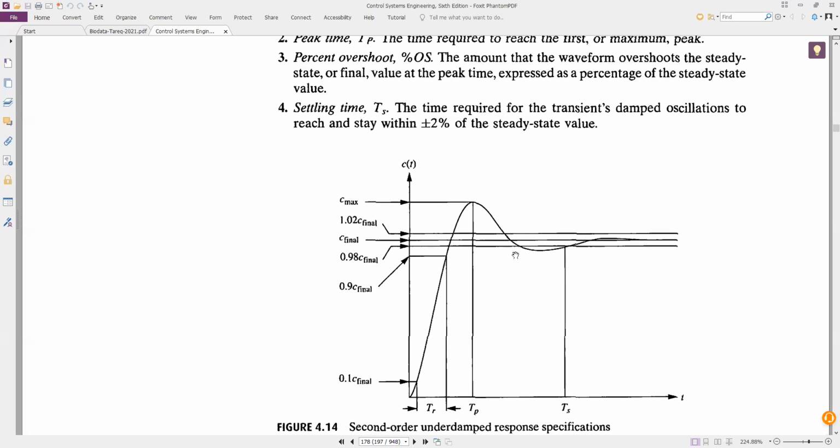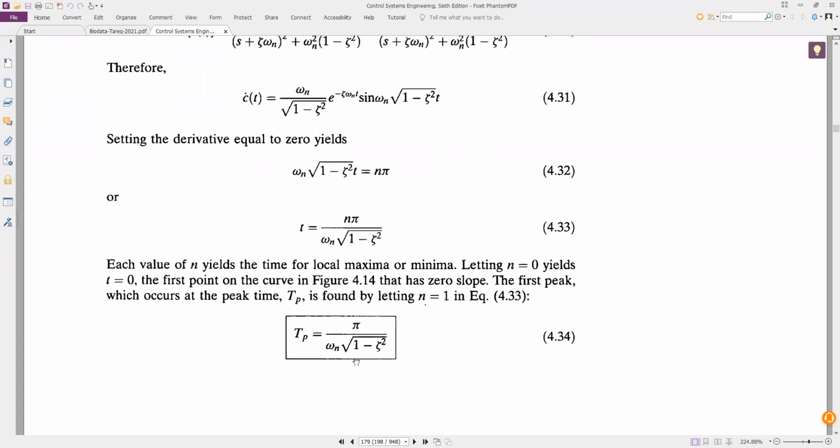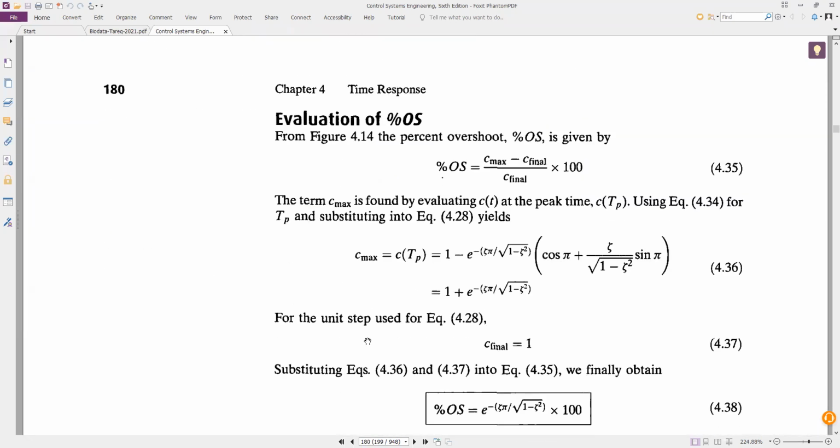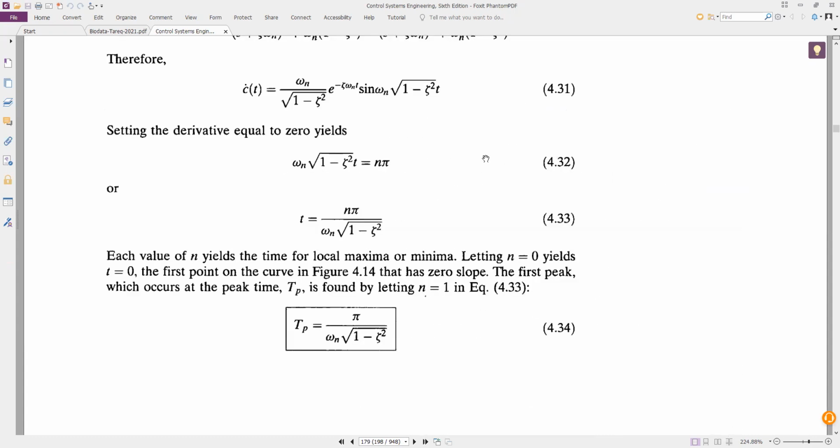And the settling time Ts. See peak time, the formula of the peak time is pi by omega n square root of 1 minus zeta square. That is the peak time formula. And the percentage of overshoot formula, this is. The thing is C max, that means the maximum minus final divided by final.